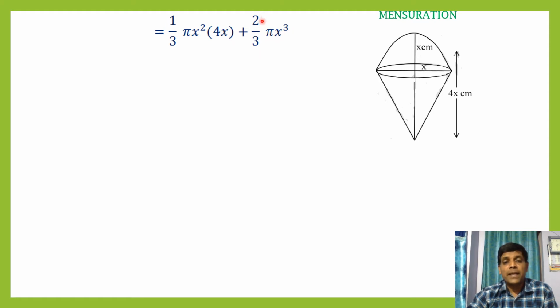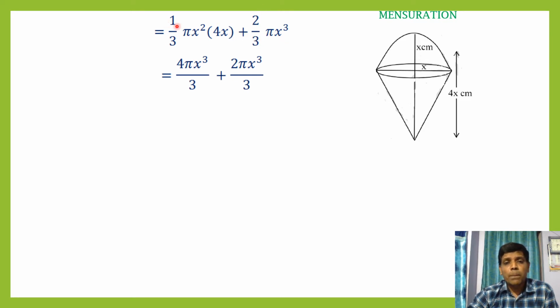2/3 πr³. So 2/3 into π into r. Here r represents the radius of the hemisphere, and the radius of the hemisphere and the radius of the cone are also the same. So r³ means x³. Now what do you observe? Any common factor or common values? Coming to the next step: 1/3 π x² 4x plus 2/3 π x³.